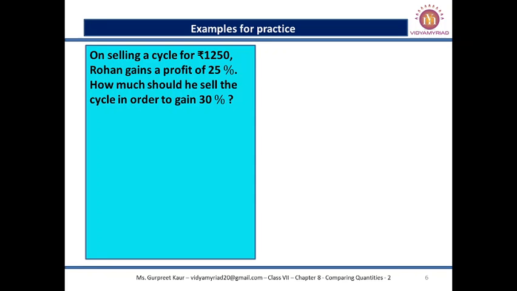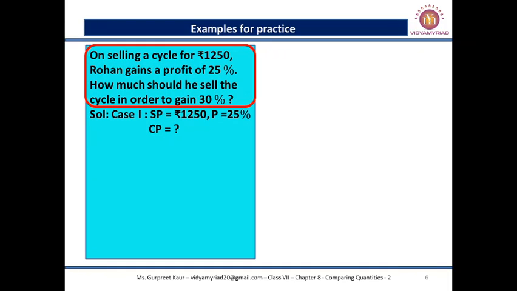Another question. On selling a cycle for rupees 1250, Rohan gains a profit of 25%. How much should he sell the cycle for in order to gain 30%? First, let us write down what is given to us. In case 1, we are given selling price 1250. We are given profit 25%. We don't know the cost price, and after finding the cost price, we will find the 30% of that cost price to find out what the selling price will be in that case.